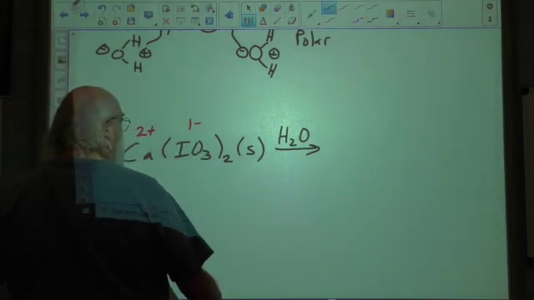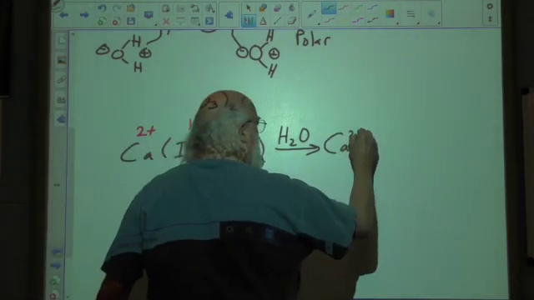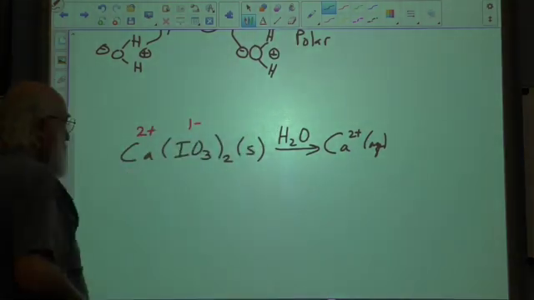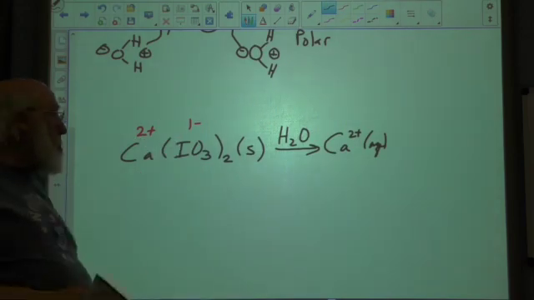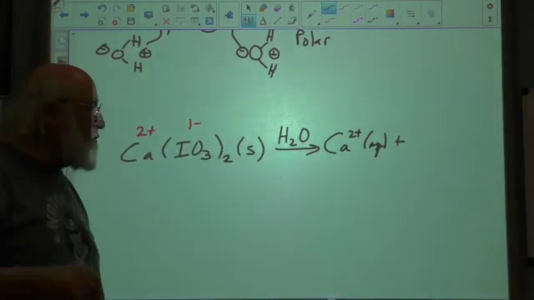And it's going to create an aqueous ion. So we're going to get calcium 2 positive aqueous. There's no subscript number for this, so we assume it's going to be 1 plus. Now, this is where it gets a little tricky. You've got to be careful with this.